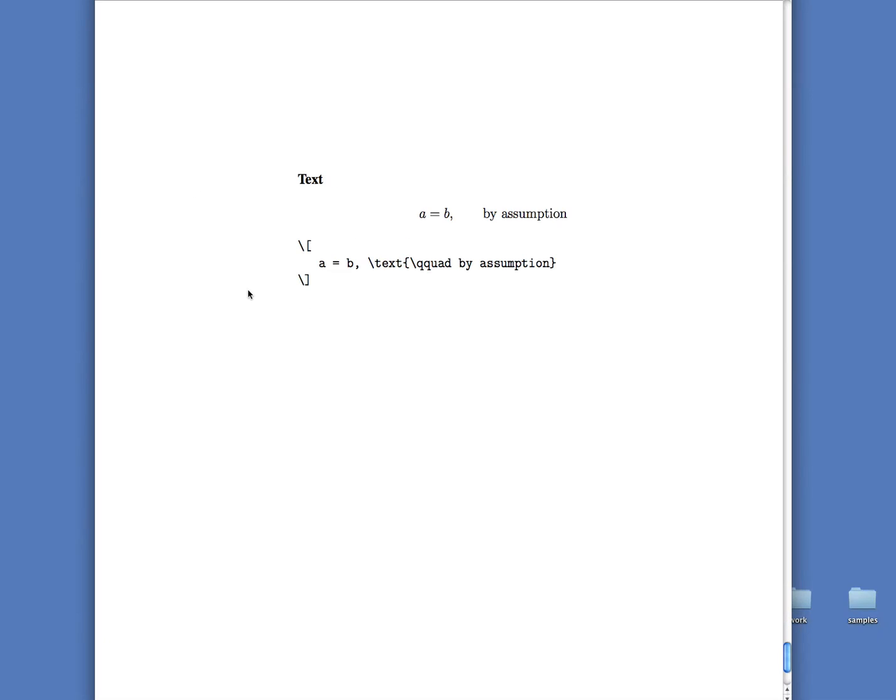And finally, we have text. Occasionally in math, like in this example, a equal b comma by assumption, we want to type text, in this case by assumption. You do it with the text command, which is a really intelligent command. If a text goes into a subscript, the size of the text will be appropriately shrunk. Same with superscript.